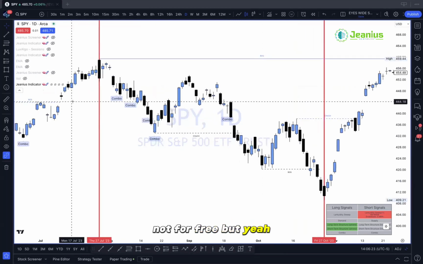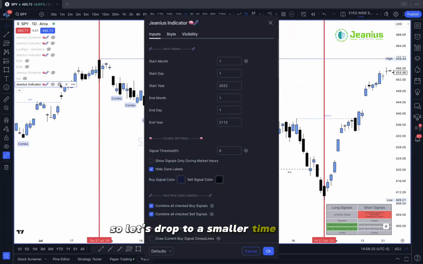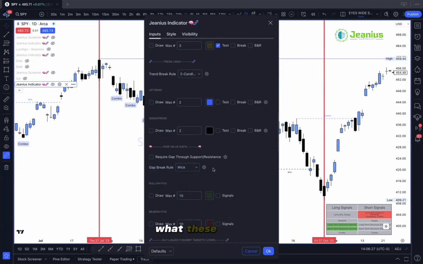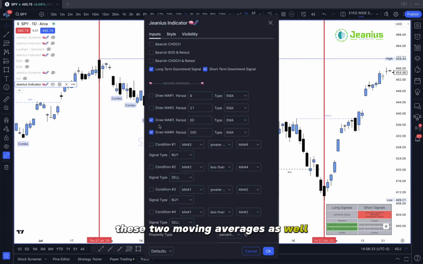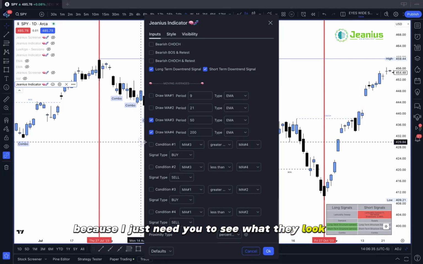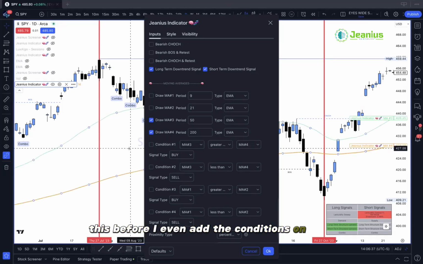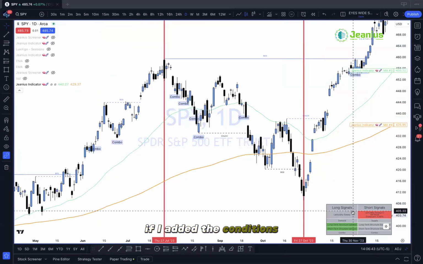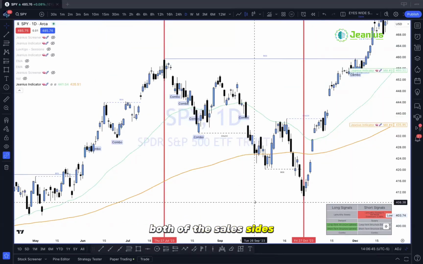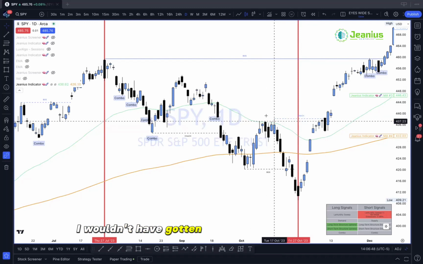But yeah, so let's drop to a smaller time frame just to see what these look like. And I'm also going to add on these 2 moving averages as well, because I just need you to see what they look like before I even add the conditions on here. Because right now, if I added the conditions to both of the sell sides, I wouldn't have gotten this sell signal right here that I had before.